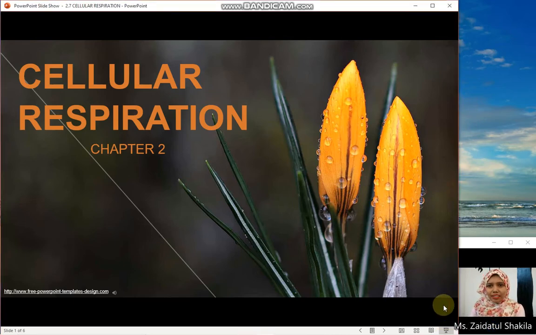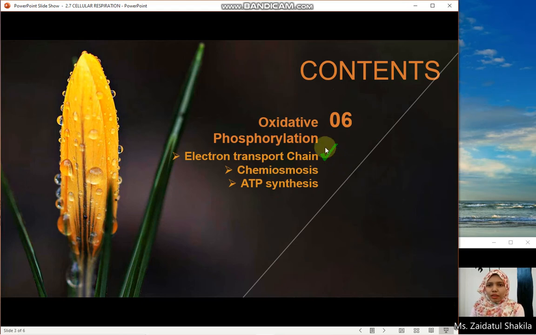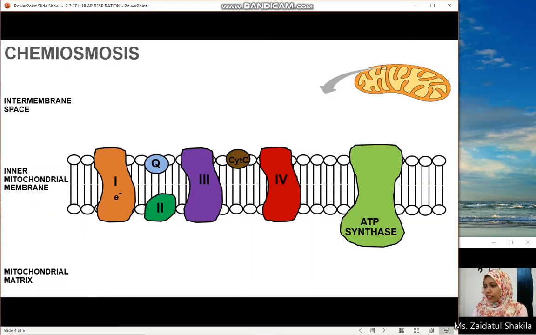We are still discussing oxidative phosphorylation. We've done the electron transport chain. Now we move to the second and third processes, which are chemiosmosis and ATP synthesis. Before we discuss further reactions on chemiosmosis and ATP synthesis, let's revise the movement of electrons during the electron transport chain.